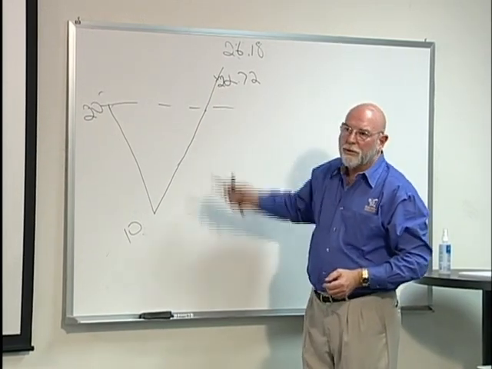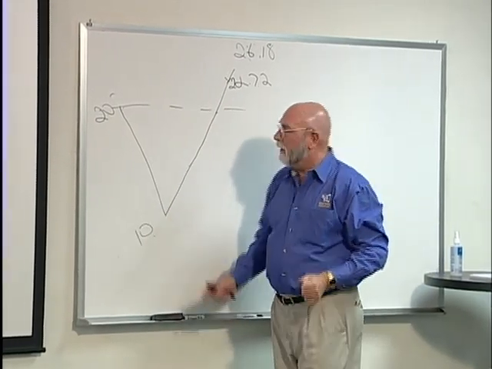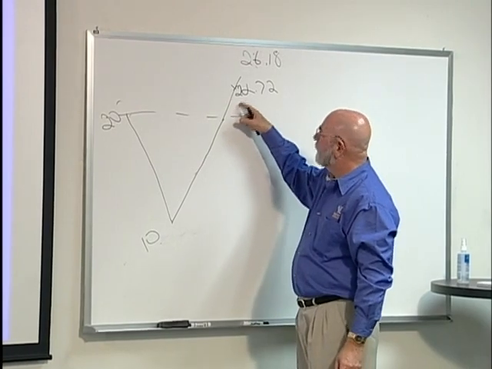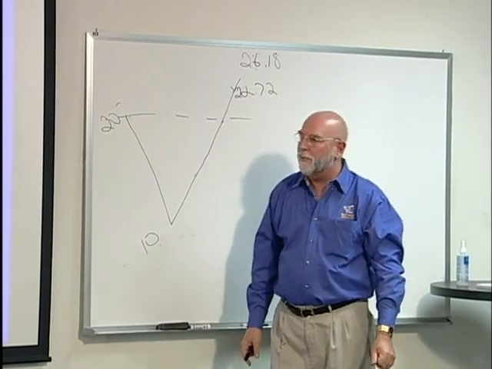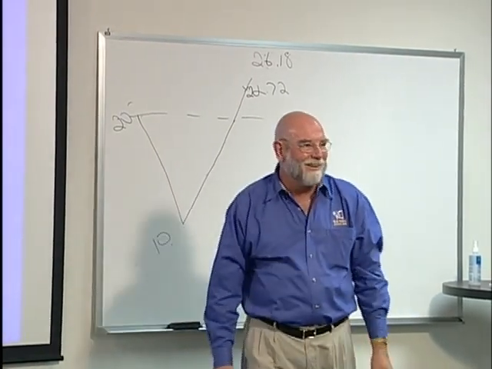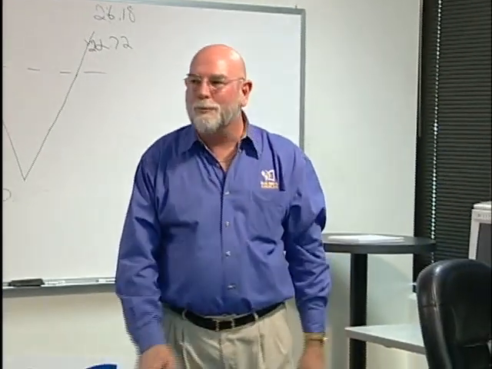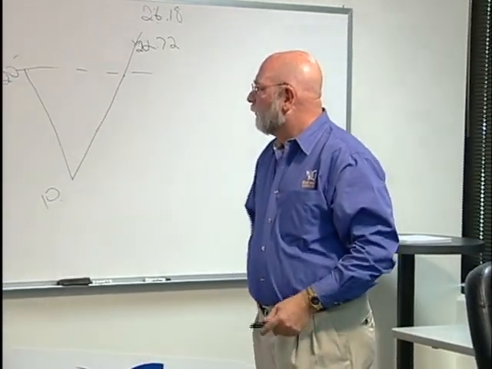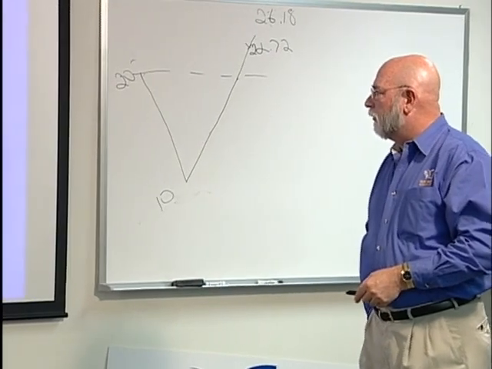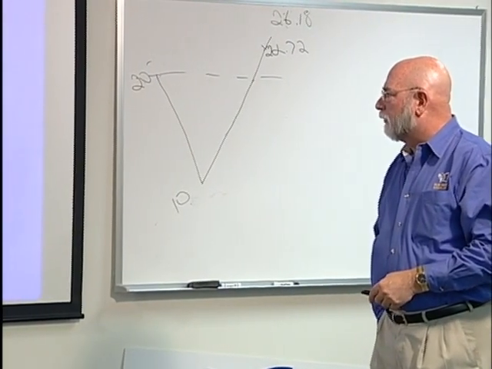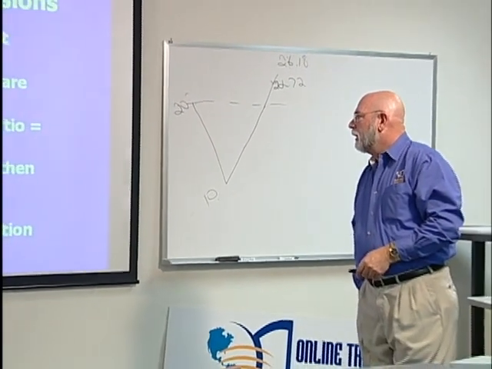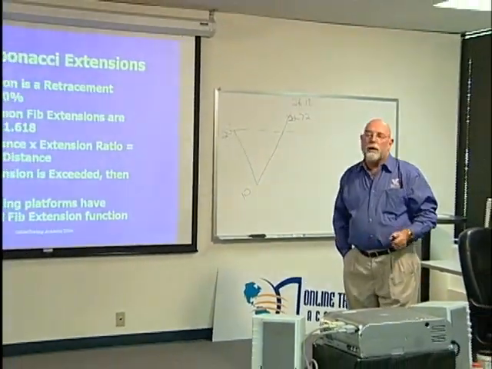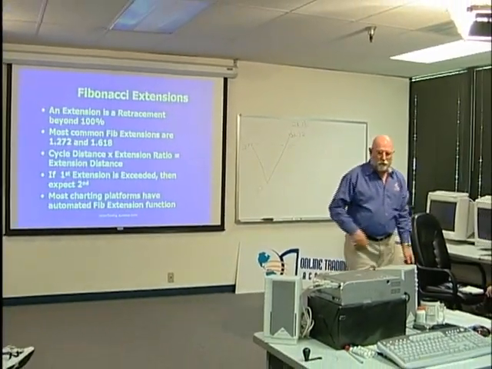This is the one we'd really look for. If I went long above the 20, my target would be 2272, not 26. I wouldn't be holding hope that long. Okay, so again, we only use the second extension if the first one is exceeded. Most of the charting platforms do have automated extensions on them.